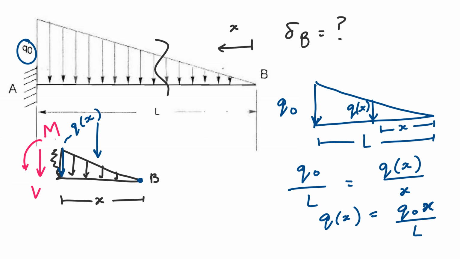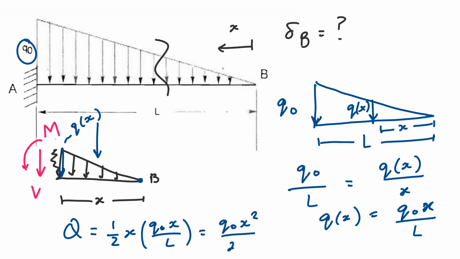Q of x. And now what are we trying to do in the first place? Well, we're trying to find the total force exerted on this section right here. And the way we do that is just a triangle. So 1/2 times base times height. So the total force, we'll call it capital Q if you like, is just going to be 1/2 times base times height. And the height is Q of x, so Q naught x over L. And what does that give us in the end? It just gives us Q naught x squared over 2L.